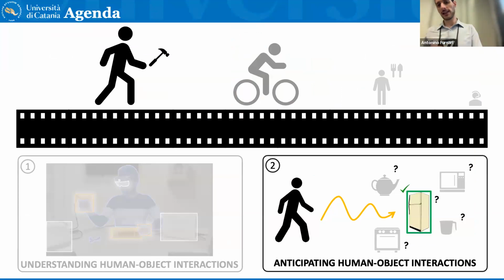Okay, and now I'd like to go to the second part of the talk, in which we talk about anticipating human-object interaction. If the first part was on trying to understand the present, and there is still a lot to do, something that is also interesting for understanding the behavior of a person is anticipating the future. So what kind of questions can you try to answer in this case?